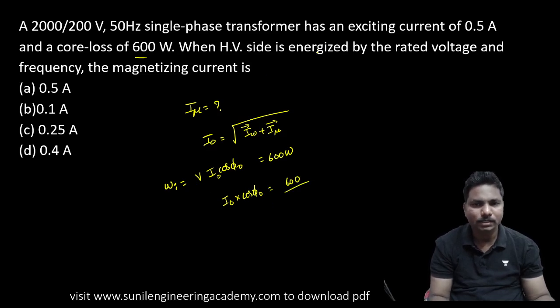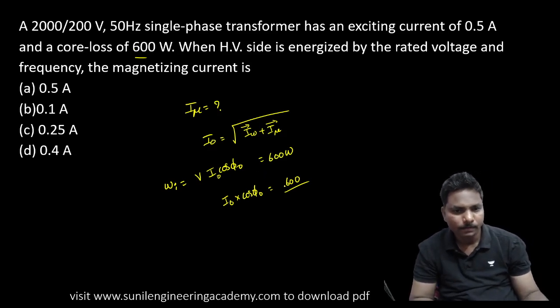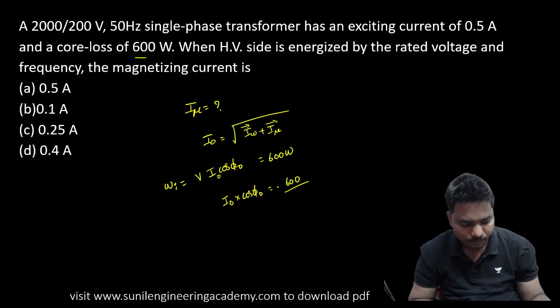It is energized on the HV side, that is 2000. Here 200 volts is exciting a current of 0.5 when the HV side is energized by rated voltage and frequency. Then what is the magnetizing current?